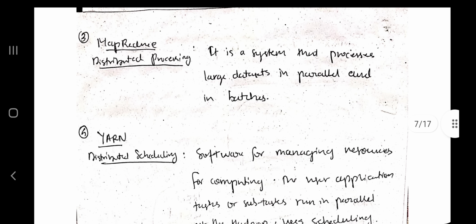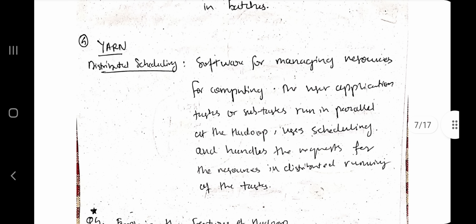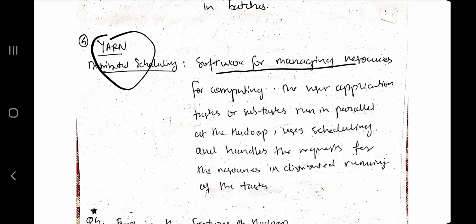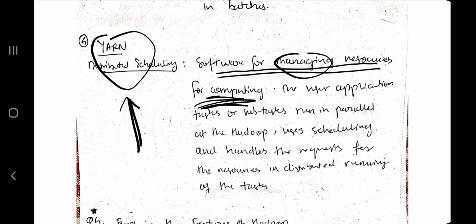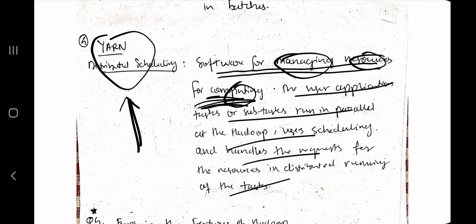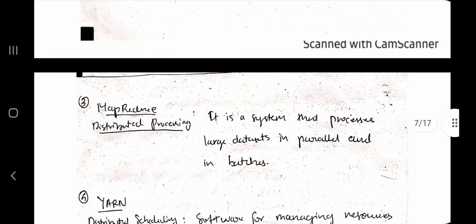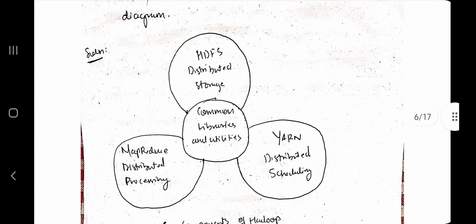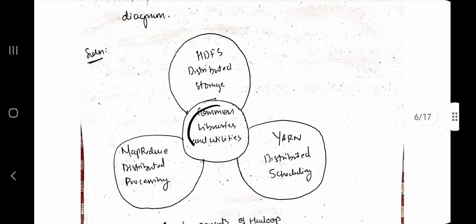Third is MapReduce distributed processing. It is a system that processes large data sets in parallel, in batches. The last one is YARN distributed scheduling. It's a software for managing resources for computing. This is all you have to remember. What does YARN do? If someone asks you, you will tell them it manages resources for computing. Then the rest is further information on how it manages, which you can go through. So basically I told you the use cases of each of these. It provides some utilities so that we can perform the program efficiently.